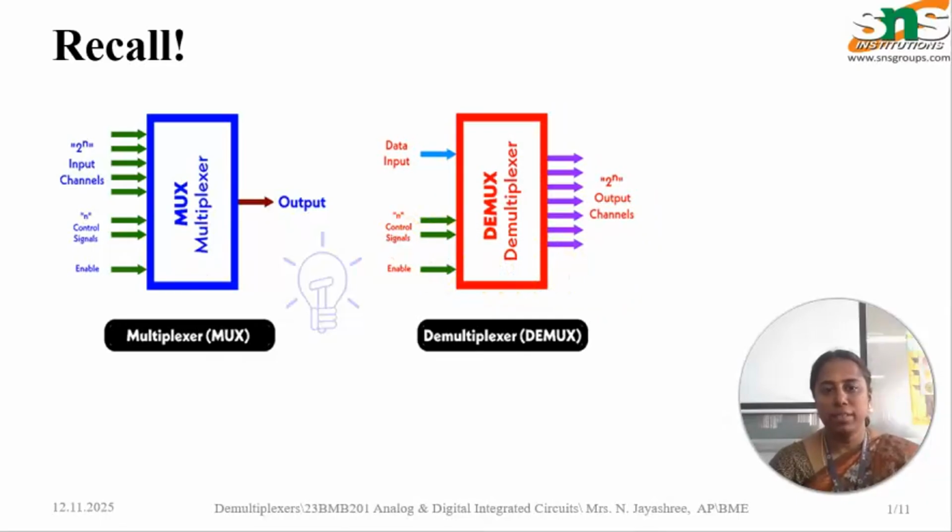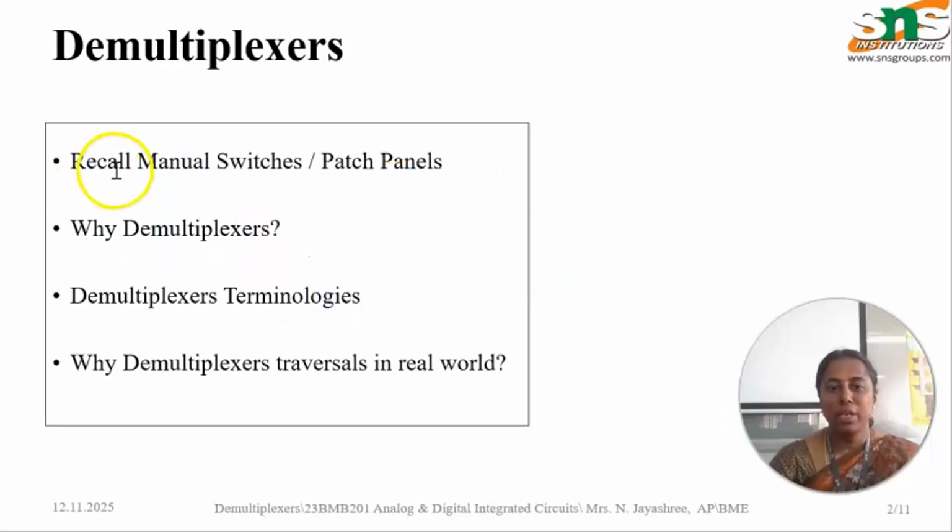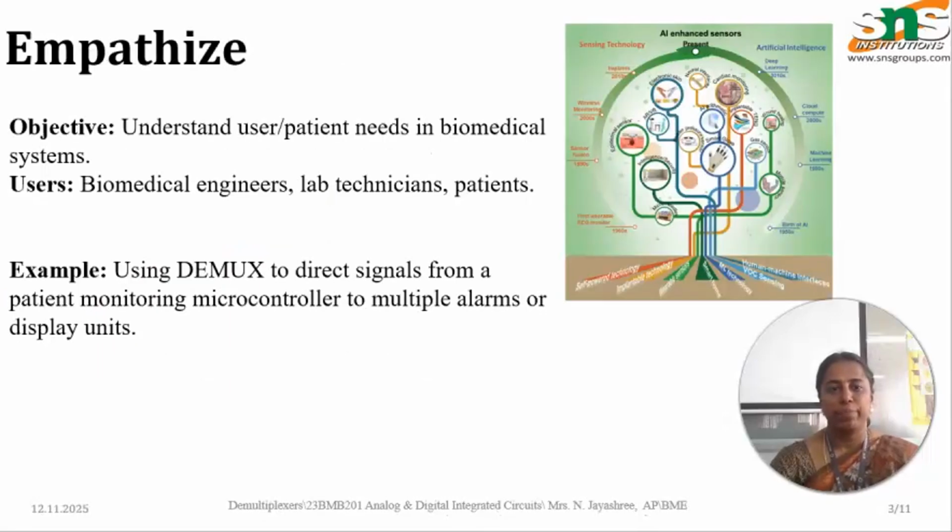So let us see demultiplexers in detail. Recall the manual switches and patch panels. Before demultiplexers, people used manual switches and patch panels. What is the need for demultiplexers, what is the terminology, and why do demultiplexers matter in the real world? Let us see everything in detail. So first let us see the empathize stage. In the patient, in order to take multiple data, we need only a single measurement. With the single measurement, we can measure multiple parameters. That is the objective of this demultiplexer.